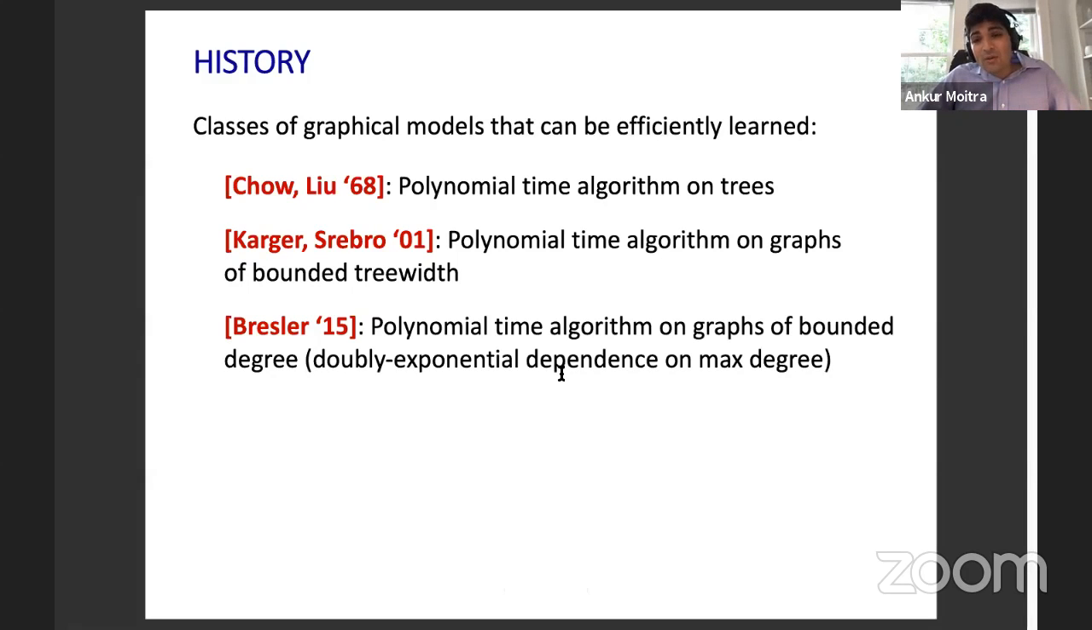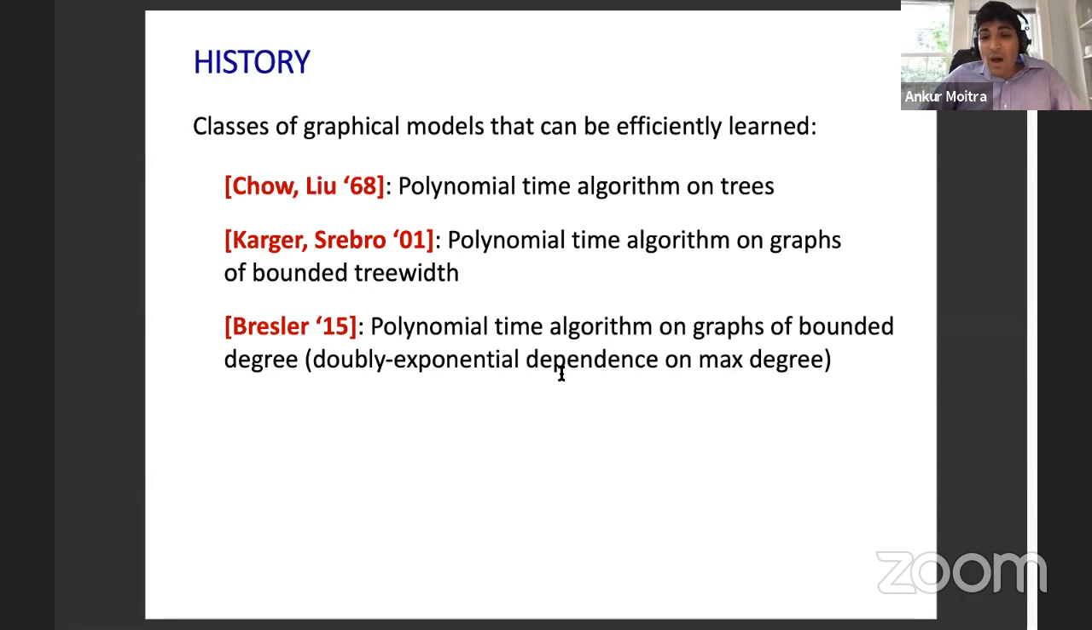But I think the closest work in spirit to the types of things that I'm going to talk about is this really elegant work of Guy Bresler, which did something pretty surprising. So it gave a polynomial time algorithm that works on graphs of bounded degree.